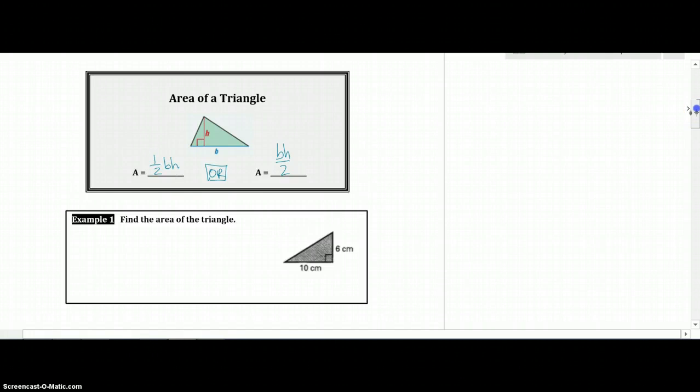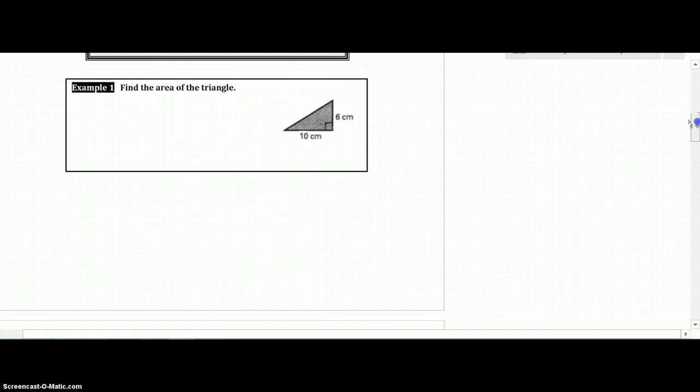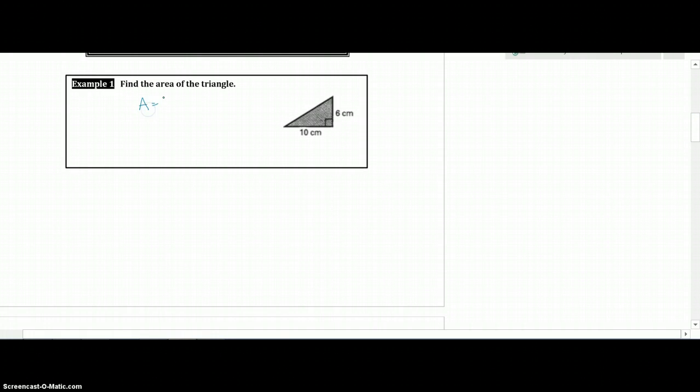Okay, so in example number 1, find the area of the triangle. So we have area equals 1/2 base times height. So we have 1/2. Here's our base, here's our height. We know that they are base and height because of the right angle. So times 10 times 6. So if we have 1/2 of 10, that's 5, times 6 is 30 centimeters. Remember, area is squared, so the area of this triangle is 30 square centimeters.